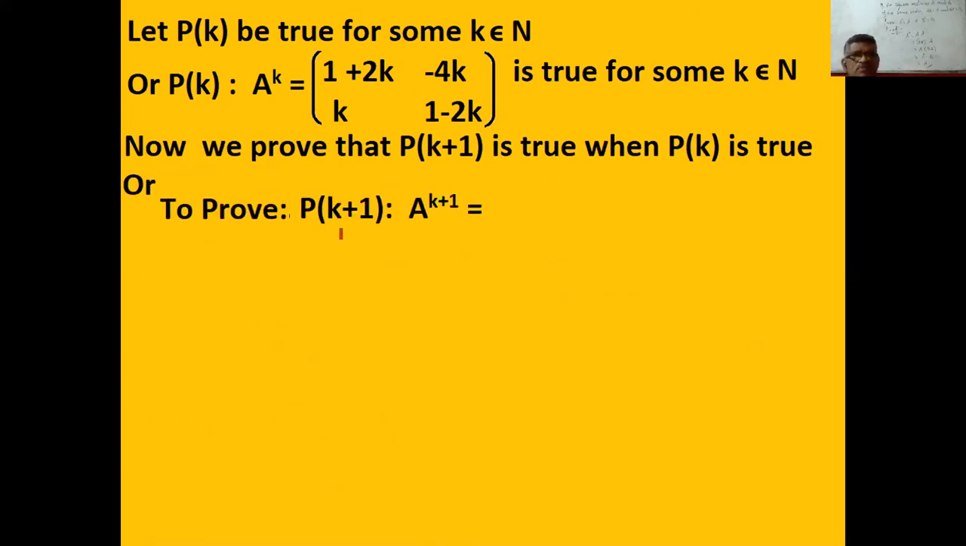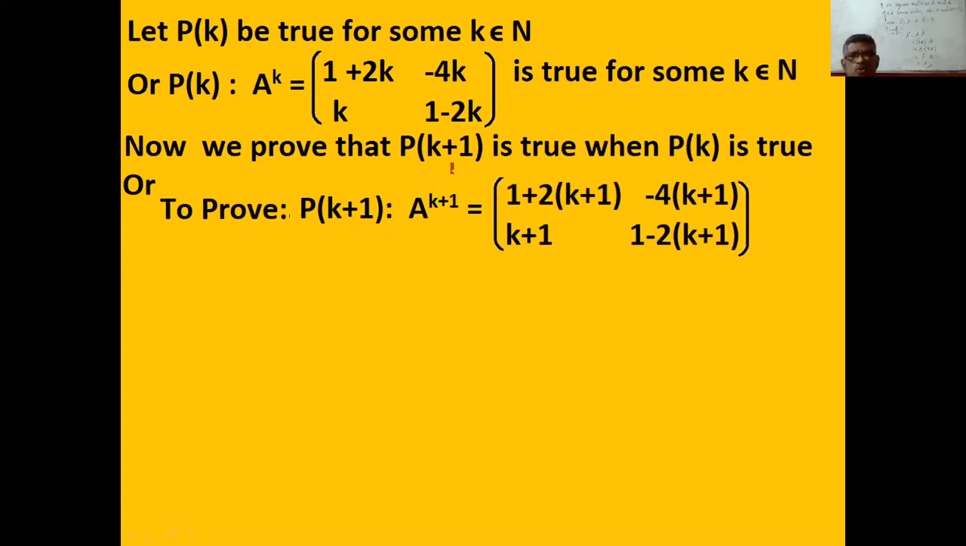What is P(k+1)? You have to prove A raised to k+1 equal to, instead of k, we write k+1: [1+2 into (k+1), -4 into (k+1); k+1, 1-2 into (k+1)]. This is what we have to establish, P(k+1). We start with the left side and we reach the right side.